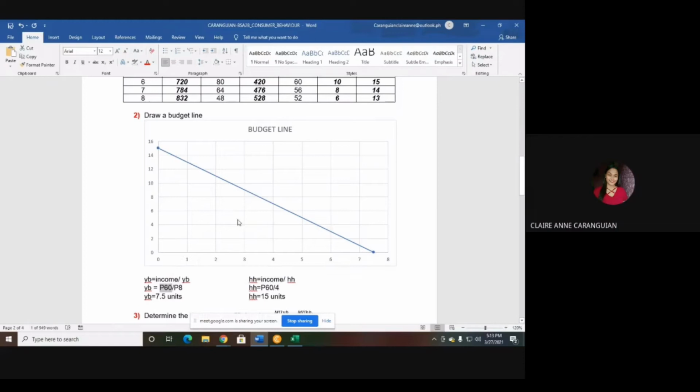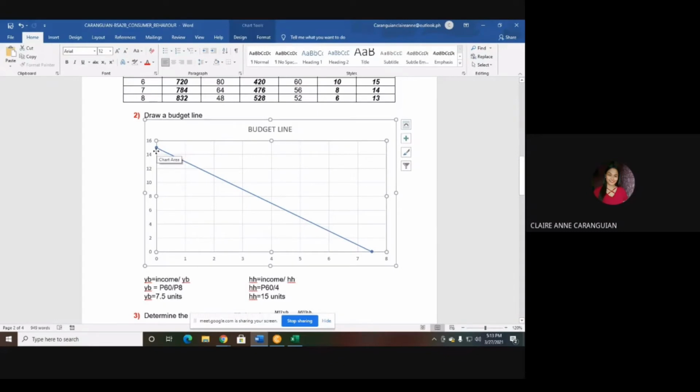So, dito lang tayo sa affordable region, which is 15 units of halo-halo and 7.5 units of Yum Burger. Hanggang dun lang yung kaya ng 60 pesos na budget.